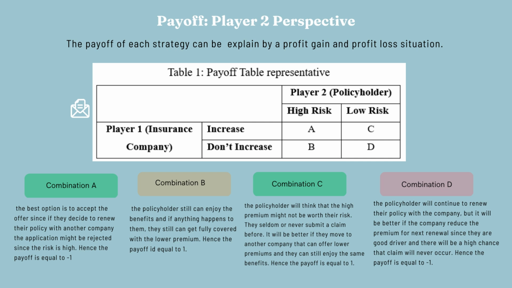Looking into combination C, when the policyholder is a low risk segment, but the company is increasing their premium, which is not very likely to happen. This doesn't really seem worth the risk, because they are low risk, since they seldom or never submitted a claim before. So it will be better for them to move on to the next company and try to get a lower premium or better coverage. Even though they are not happy with the current company, when they move to another company they are very happy, they can enjoy a better benefit and maybe a better premium.